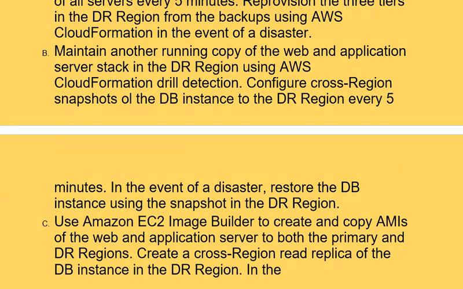Option B. Maintain another running copy of the web and application server stack in the DR region using AWS CloudFormation. Configure cross-region snapshots of the DB instance to the DR region every 5 minutes. In the event of a disaster, restore the DB instance using the snapshot in the DR region.